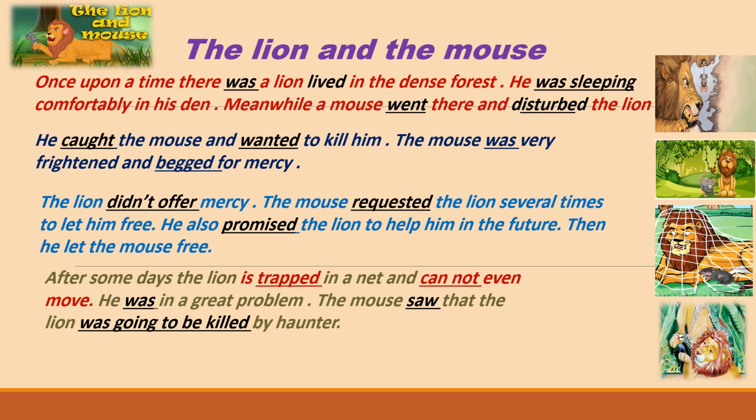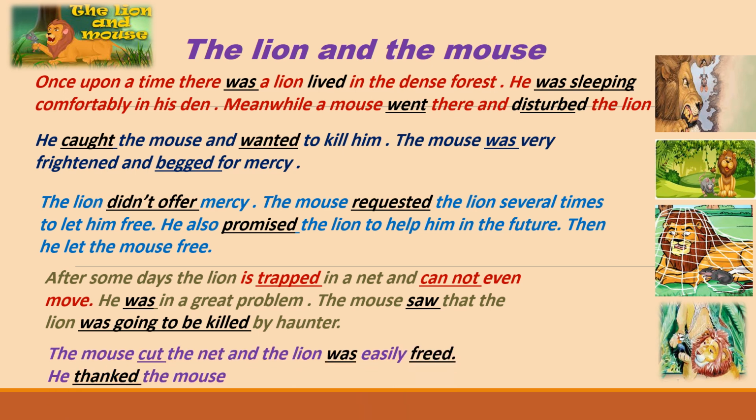Here in this sentence we use the present simple tense because we want to describe the event. هنا نريد أن نوصف حدث فبالتالي استخدمنا المضارع البسيط. Let's continue. He was in a great problem. هو كان في مشكلة عظيمة. The mouse saw that the lion was going to be killed by a hunter. وأدرك الفأر ورأى أن الأسد سوف يقتل بواسطة الصياد. The mouse cut the net and the lion was easily freed. الفأر قطع الشبكة واستطاع الأسد أن يتحرر أخيرا. He thanked the mouse. هو شكر الفأر.